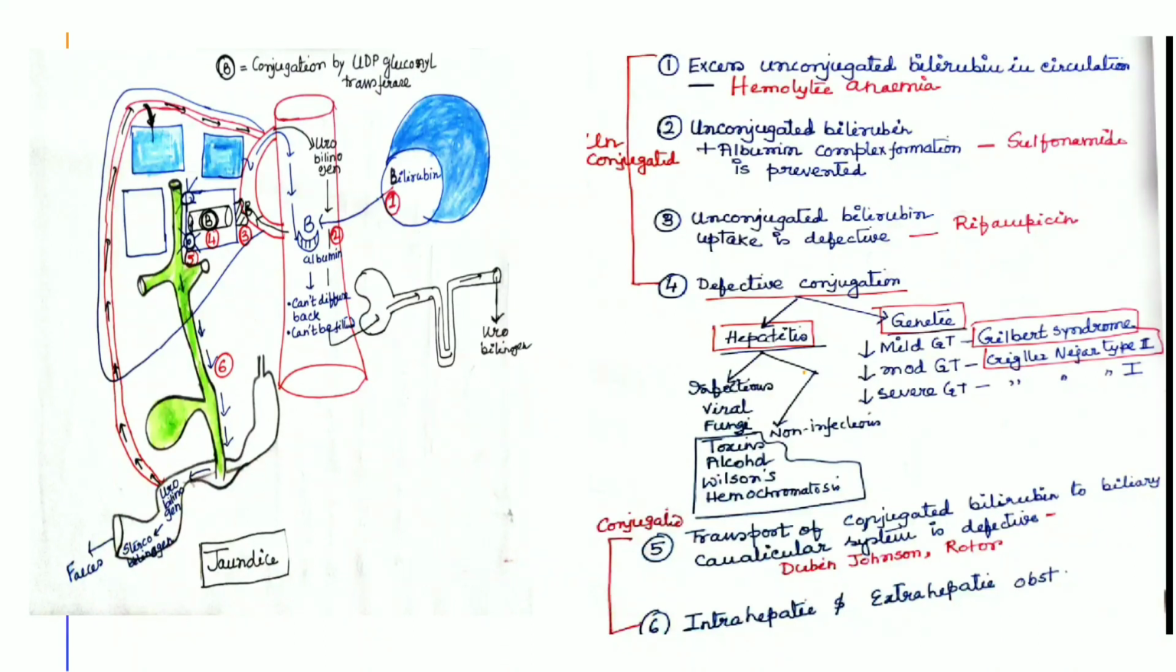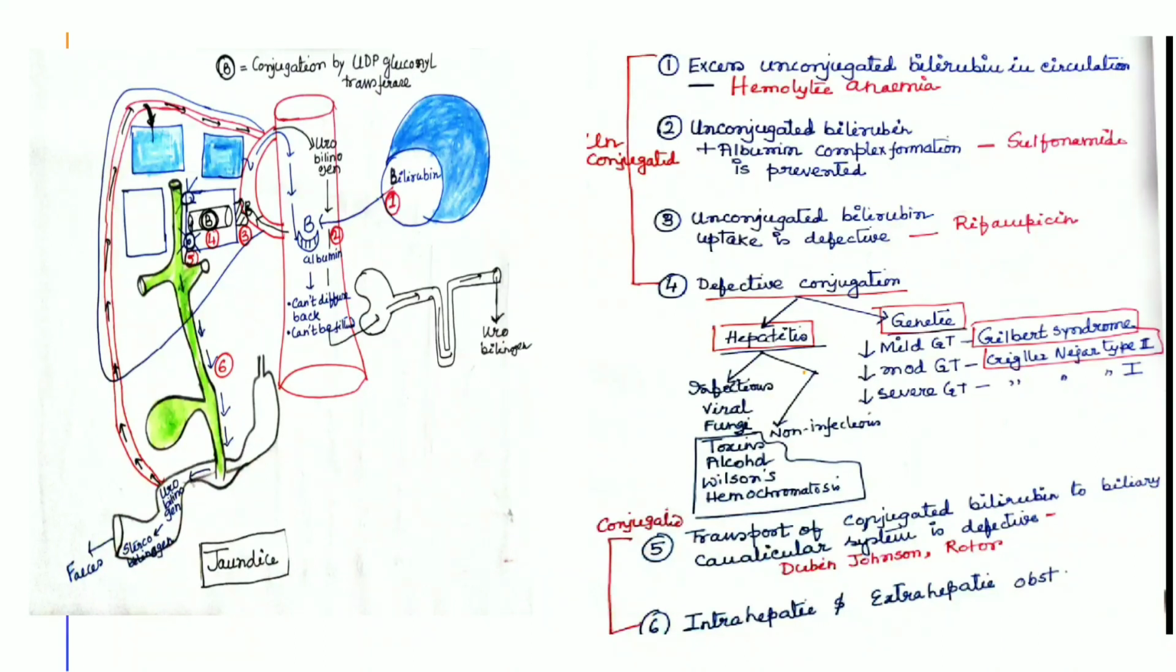So cause number 1, when the unconjugated bilirubin is produced in excess amount, that will cause unconjugated hyperbilirubinemia. Second point, the drugs that will displace the bilirubin from the albumin will also increase the unconjugated hyperbilirubinemia. Third point, when the uptake of bilirubin by the transporter is not working properly, then also the unconjugated bilirubin level will be high. So 1, 2, 3, they are the major causes of unconjugated hyperbilirubinemia.